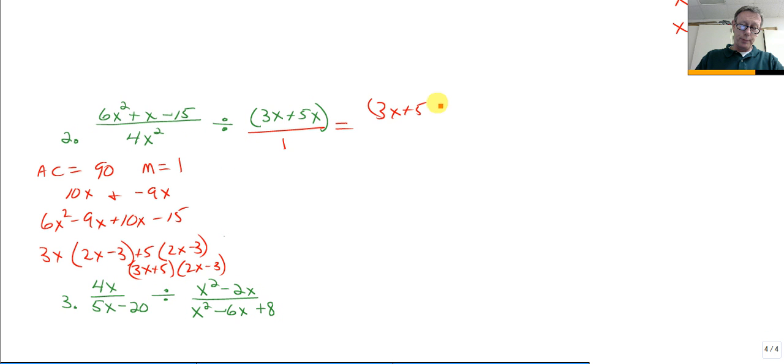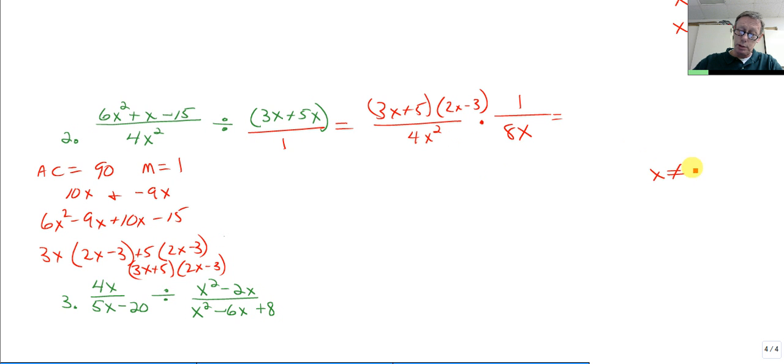So I'm going to go ahead and put that 3x plus 5, 2x minus 3, all over 4x squared, and that's going to multiply by the reciprocal of the second fraction. So that's going to be 1 all over, and I have 3x plus 5x. Those would actually add together and give me 8x. So what you can see is that my values of x that I can't have in the denominator, this one would be 0. That would cause a 0 in the denominator, and so would this one. So the only value that I can't have would be x can't be equal to 0.